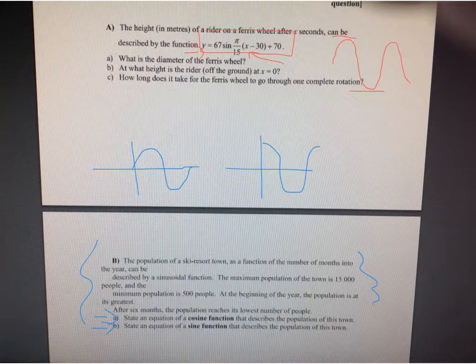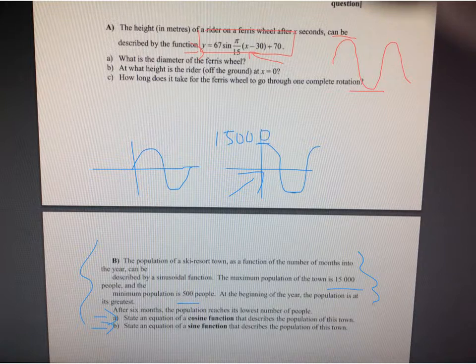So in this case, they're giving you some information. We have a maximum population of 15,000, a minimum population of 500, and at the beginning of the year, the population is at its greatest. And so the easiest way to start a problem like this would be with the cosine function, because if the population is at its greatest, then it tells us that we're starting at 15,000.